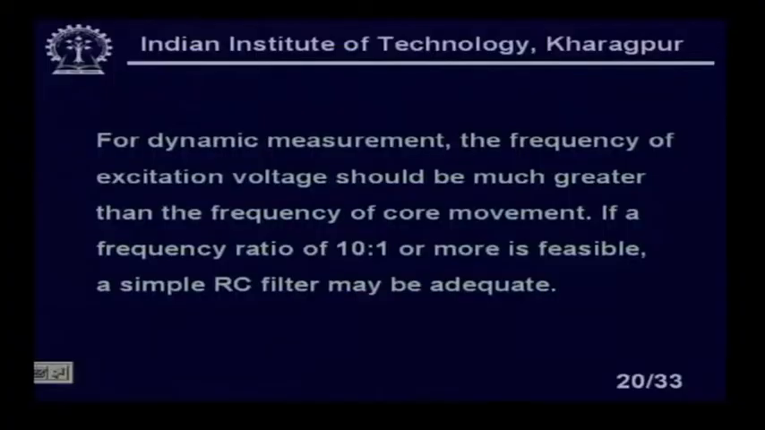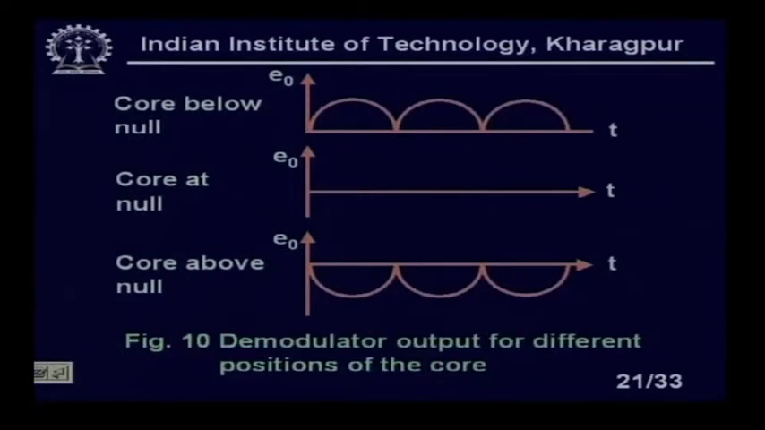For dynamic measurement, the frequency of the excitation voltage should be much greater than the frequency of the core movement. If a frequency ratio of 10:1 or more is feasible, a simple RC filter may be adequate. Now, you see the demodulator output for different positions of the core. If it is above null, I am getting a voltage like this one, which can be passed through an RC filter. So, it will be smoothed out, and you will get complete DC.